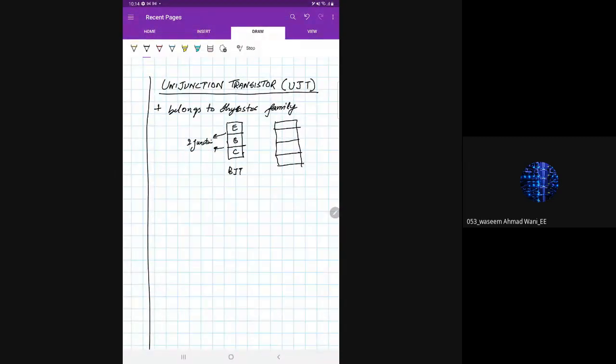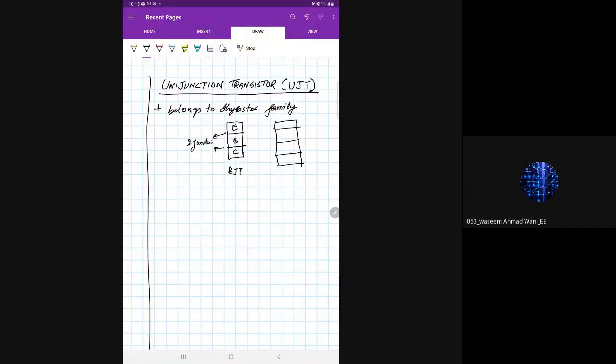Okay, 3-junction, 4-layer device. There will be a separate course in your engineering on thyristors, which is known as power electronics. Probably in 7th or 8th semester, you will be studying thyristors in detail. Thyristors are special semiconductor devices which are generally used for triggering circuits. Whenever you want to trigger a circuit, trigger means turn it on at a certain instant, then you have a triggering mechanism which is realized using thyristors.